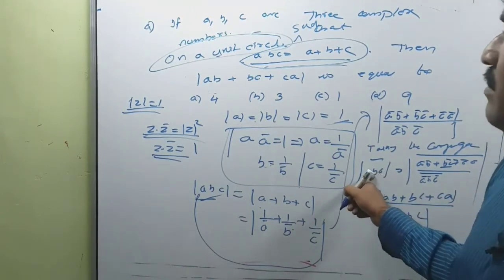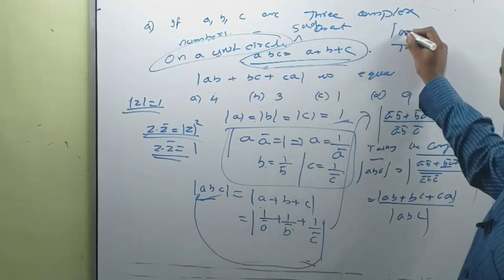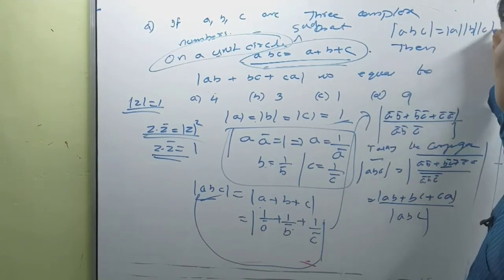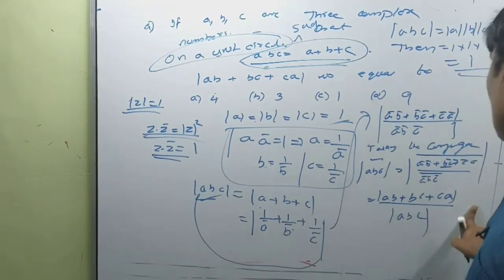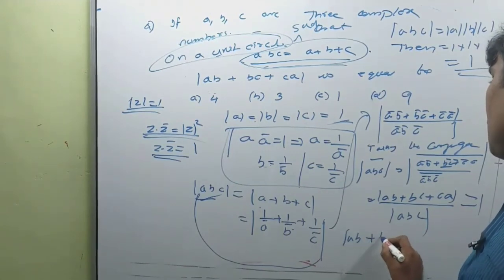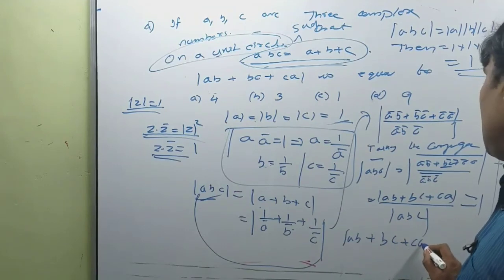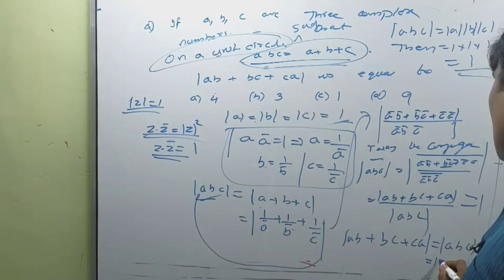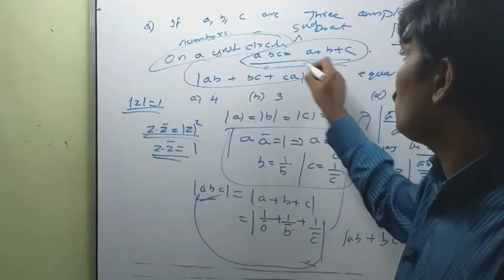But mod ABC is equal to 1, since mod ABC is equal to mod A into mod B into mod C, that is equal to 1 into 1 into 1, that is equal to 1. That implies mod of AB plus BC plus CA is equal to mod ABC, that is equal to 1 into 1 into 1 is equal to 1. So the value of this is equal to 1.